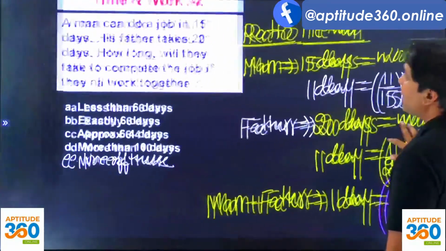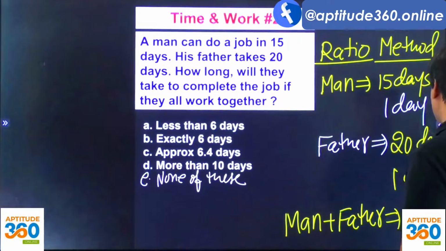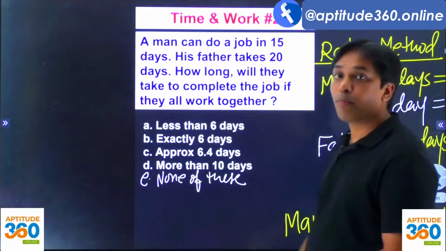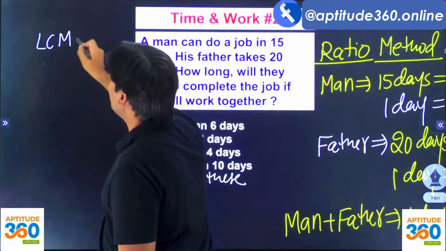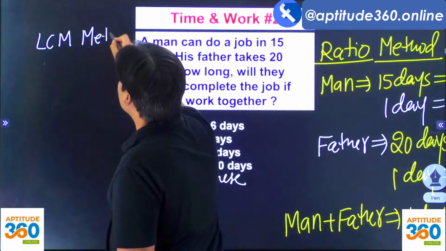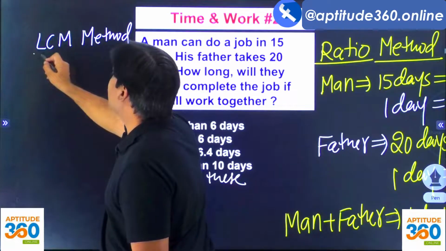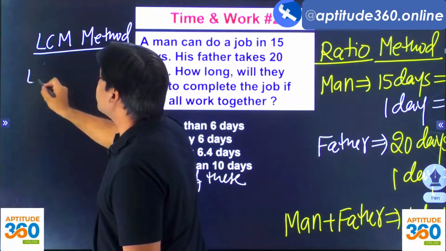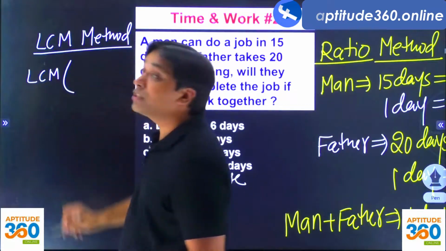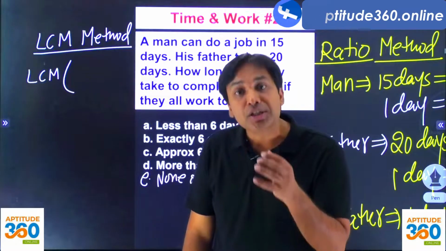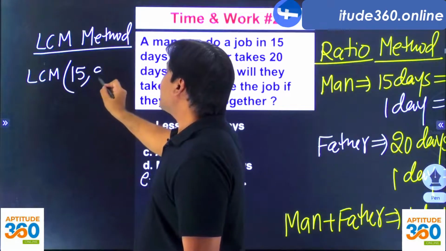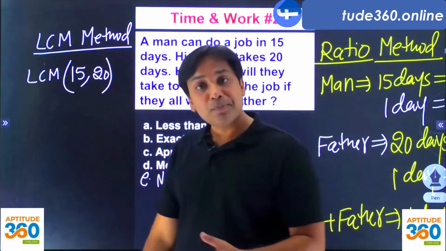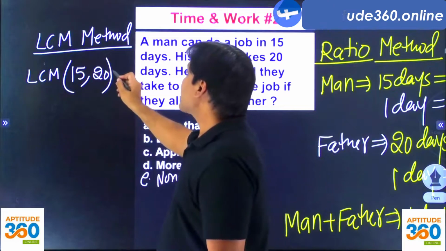Now what is going to be my second method? The LCM method, my favorite method. And what did I tell you in video number 1? Step number 1. What is step number 1? You should be finding out what is the LCM of days that are mentioned in the problem. So there are 2 days that are being mentioned in the problem, 15 and 20. You should be finding out what is the LCM. So 15 and 20, their LCM is coming out as how much?